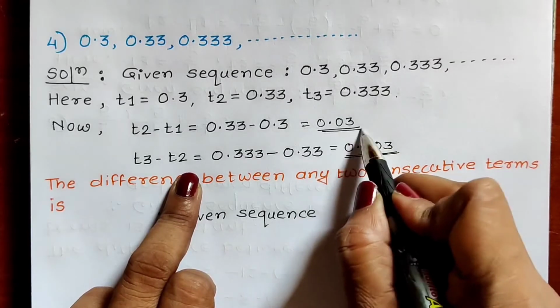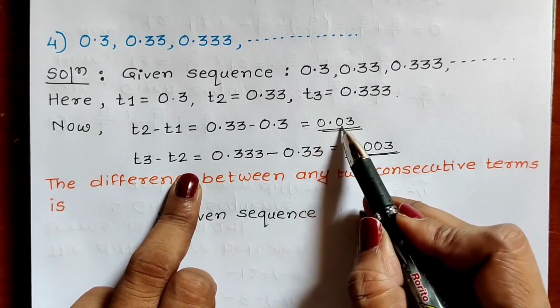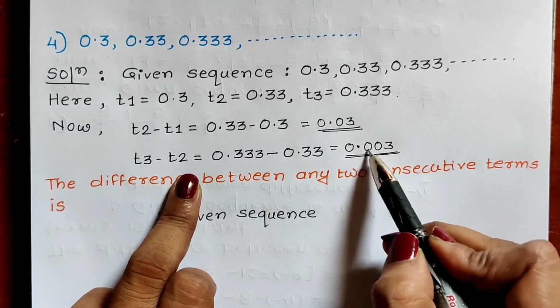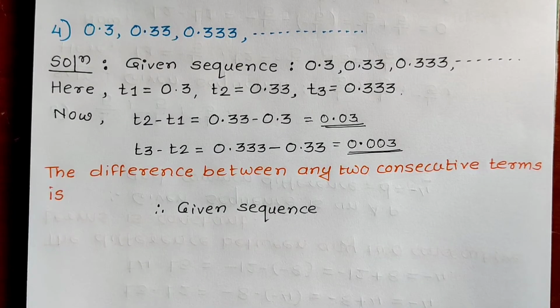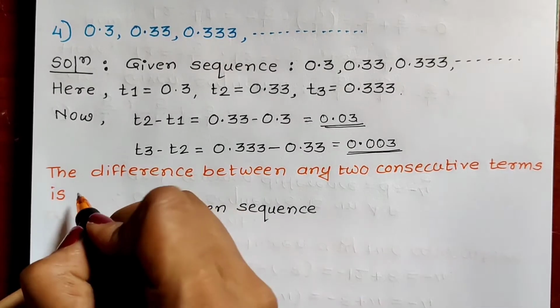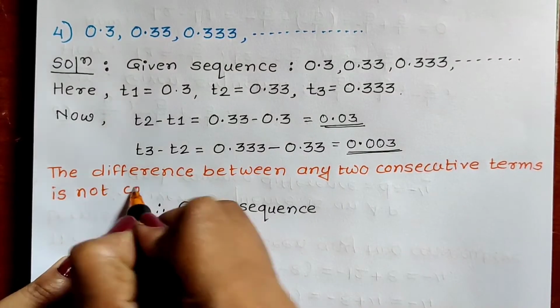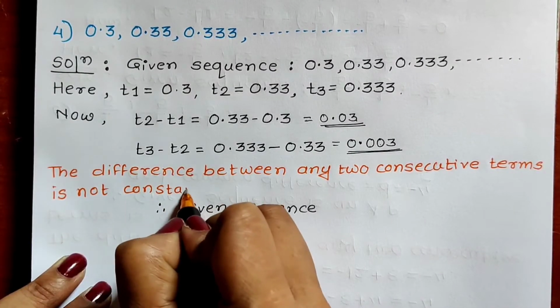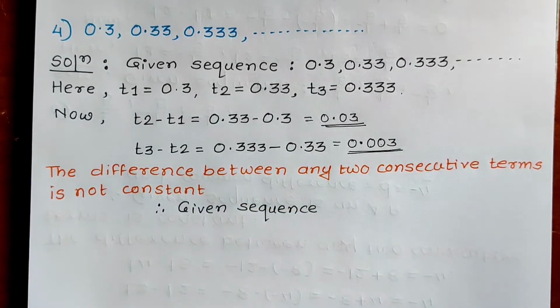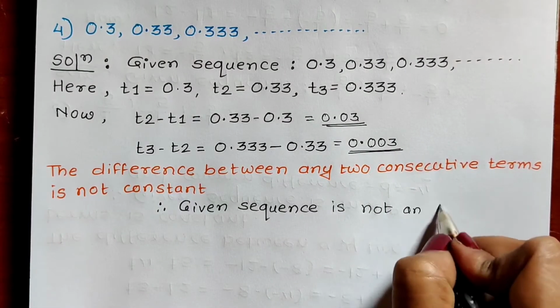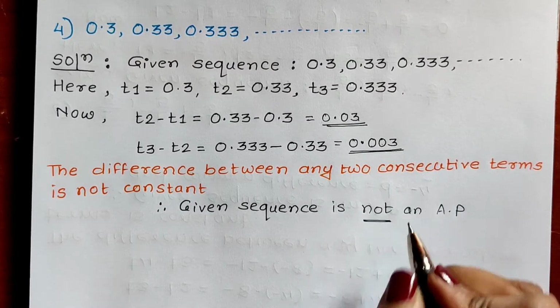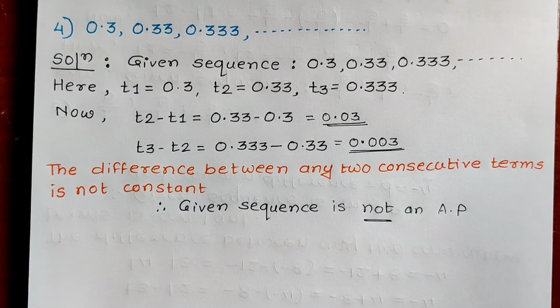We can see these two answers are different. Here 0.03 is there and here 0.003 is there. Answers are not the same. That means what? Common difference between any two consecutive terms is not constant. Here we have to write is not constant, because the answer is not the same, and as it is not constant, that means what? Given sequence is not an AP. Very important to write this word not. Okay, so it is not an AP.